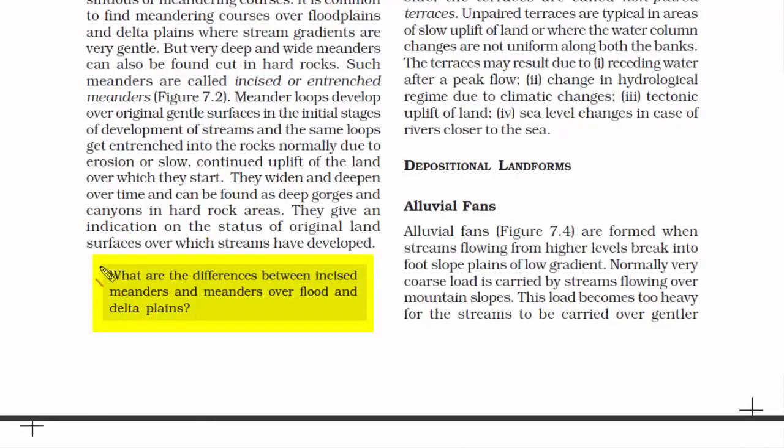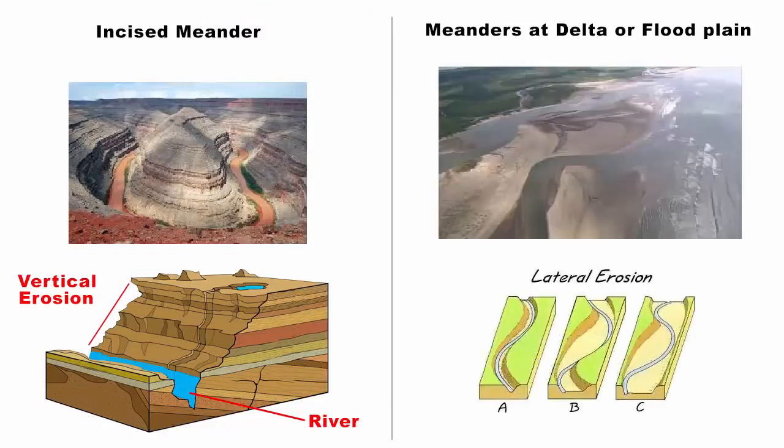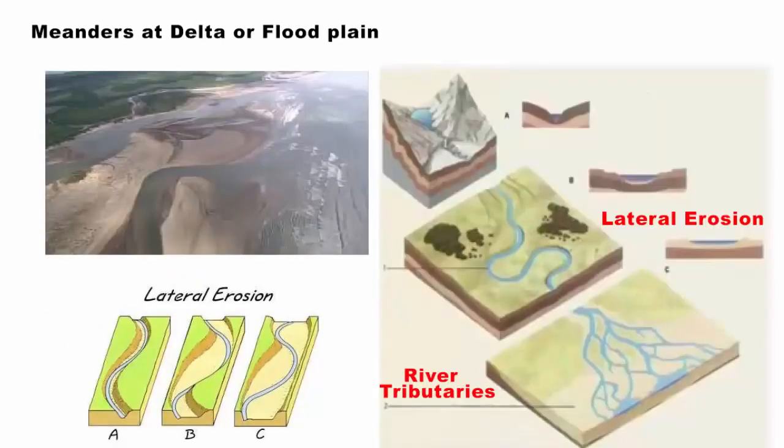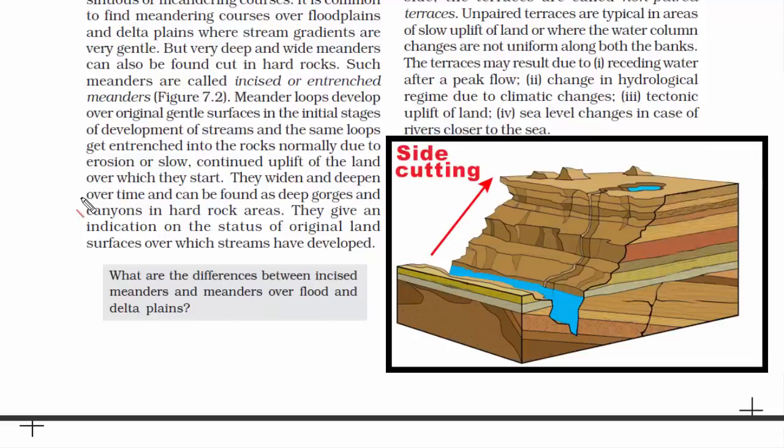What are the differences between incised meanders and meanders over flood and delta plains? In an incised meander, vertical erosion of the landscape is very powerful due to the gradient or elevation of the landscape. And if you see in the delta plains, which is plain land, here lateral erosion, that is sideways erosion, is powerful. In plain or delta areas, you'll not see much landscape cutting. You'll see tributaries of the river flowing laterally. But in an incised meander, the river will go vertically and erode the landscape to such an extent that you will start noticing cuts on the sides of the landscape.